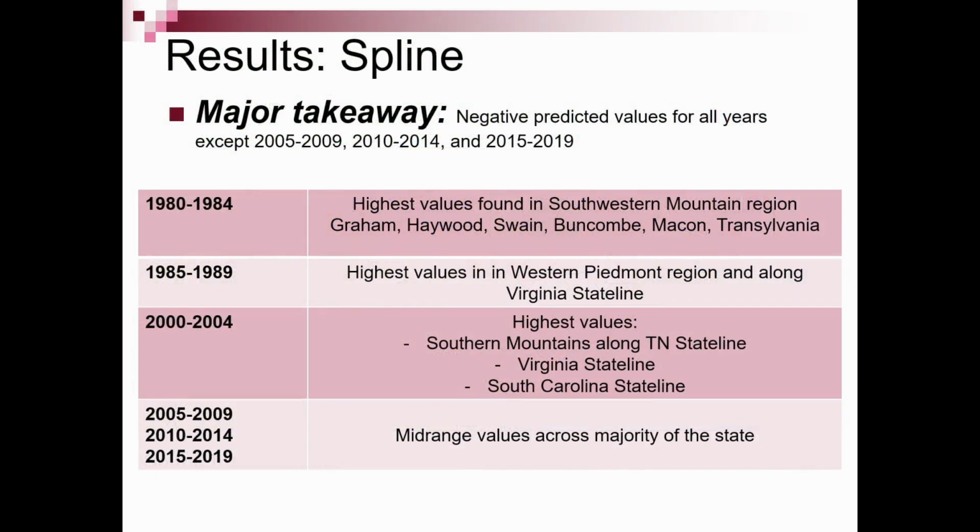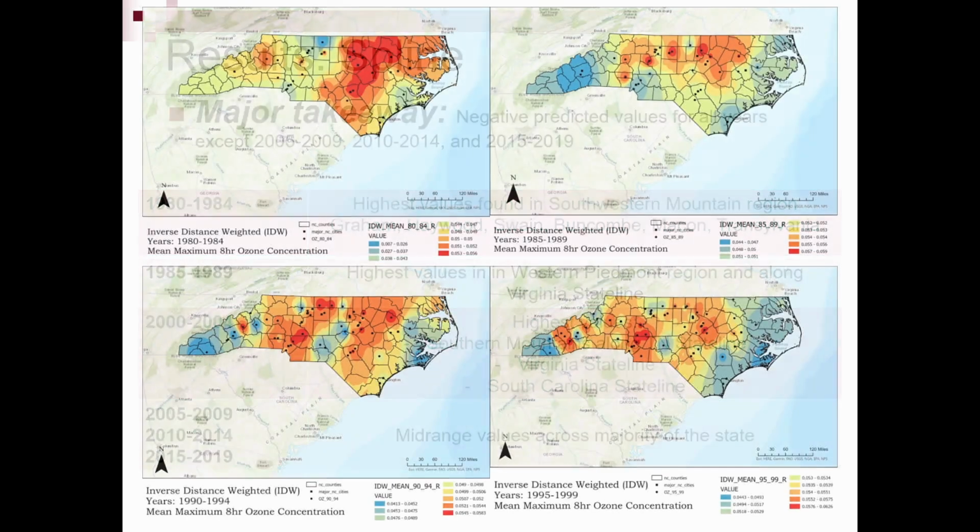So some major takeaways for spline. The big thing with spline 2 was there were negative predicted values for all of the years except for 2005 to 2009, 2010 to 2014, and then 2015 to 2019. So my highest values were found in the southwestern mountains. And then once you got to 2005 to current, you're getting mid-range values across the entire state.